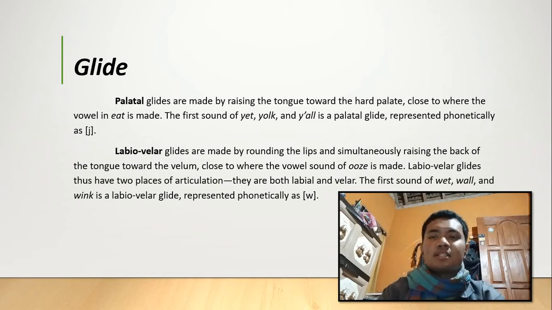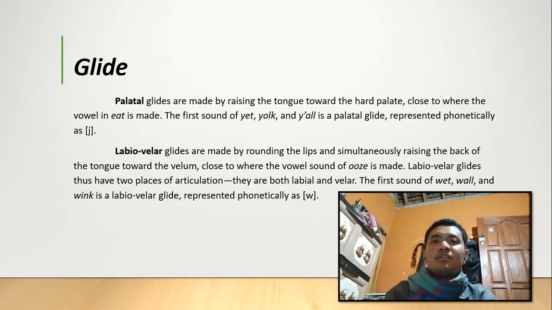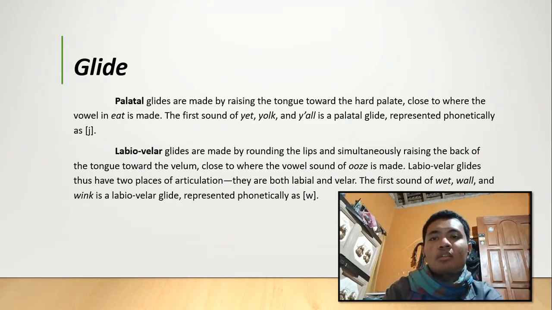Slide 10. In approximants, there are two kinds of glides, palatal and labiovelar. The first one is palatal. The palatal glides are made by raising the tongue toward the hard palate, close to where the vowel in "it" is made. The first sound of "yet", "yolk", and "yaw" is a palatal glide, represented phonetically as j.